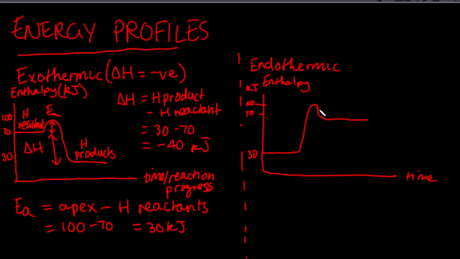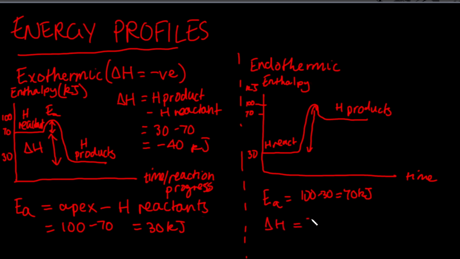So again, just going through the main features. The activation energy here is going to be significantly larger. And remember, it is from the apex to the enthalpy of the reactants. So the activation energy here is going to equal 100 minus 30, which is equal to 70 kilojoules. And again, the change in enthalpy is going to be 70 minus 30.